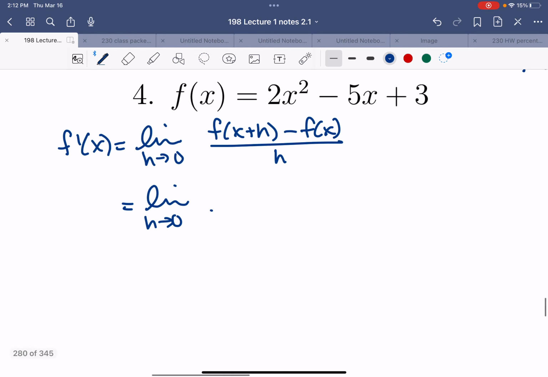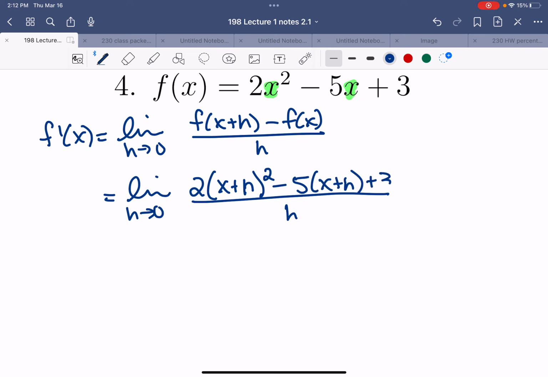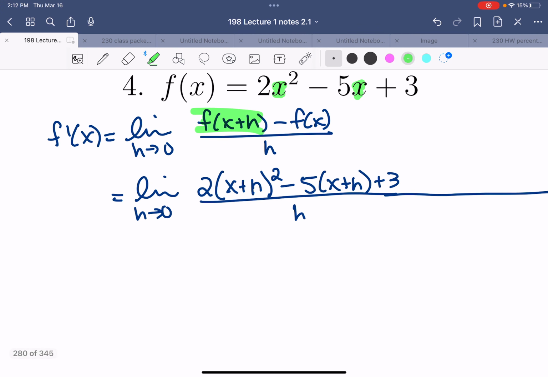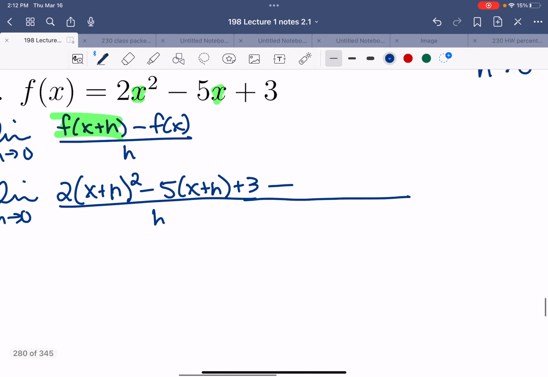Okay, now I'm replacing both of the top things, but not the bottom, so the h stays. F of x plus h. I'm taking my function that's given up here, and wherever I see an x, I'm going to replace that with an x plus h in parentheses. So I'm going to have 2 times x plus h squared minus 5 times x plus h plus 3. Now that's just this part right here, okay? Then we have to subtract the original function f of x. So I'm going to put that in parentheses, 2x squared minus 5x plus 3.